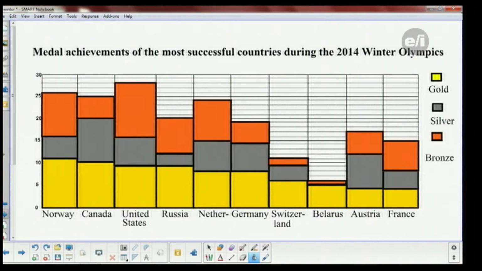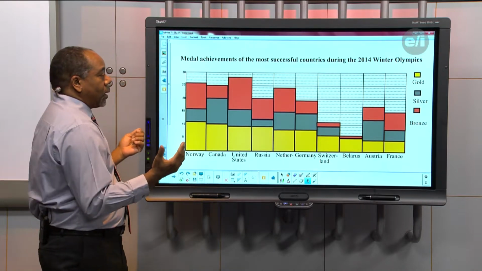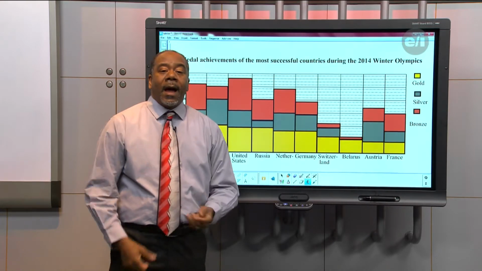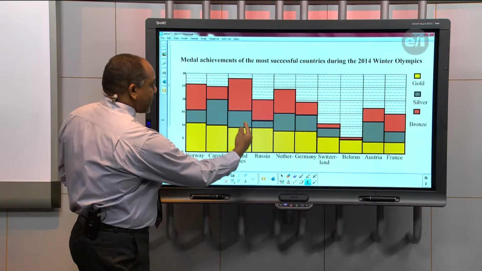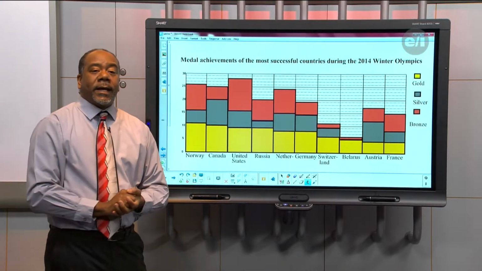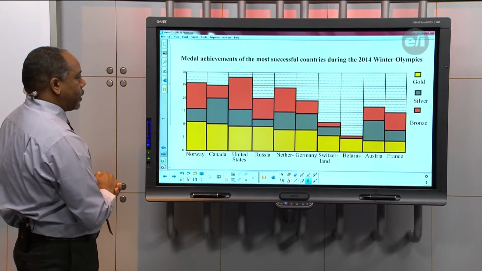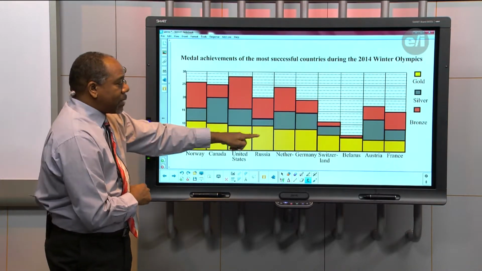Notice, these are my gold medal counts for all of my countries. These are my silver medal counts, and these are my bronze medal counts for all of those countries. I could ask a number of questions. I could say, which country didn't win any silver medals? And you could clearly see that it's Belarus. I could say, which country had the most total medals? And you can easily see that that's the United States, and they had 28. Notice how these are all stacked up. I can look and say, who won the most bronze medals? Clearly, it looks like United States. Which ones had the same amount of golds?